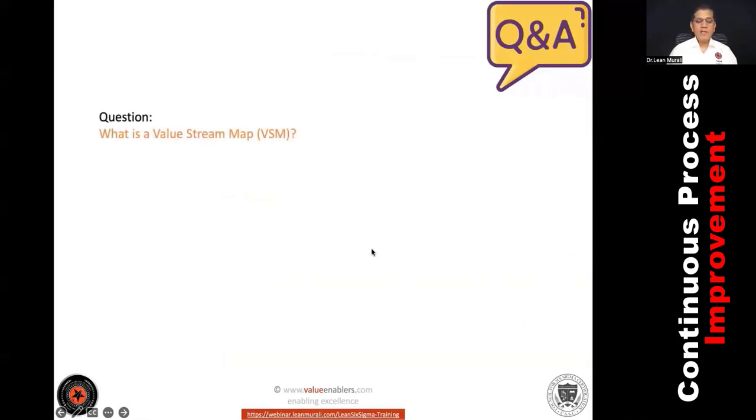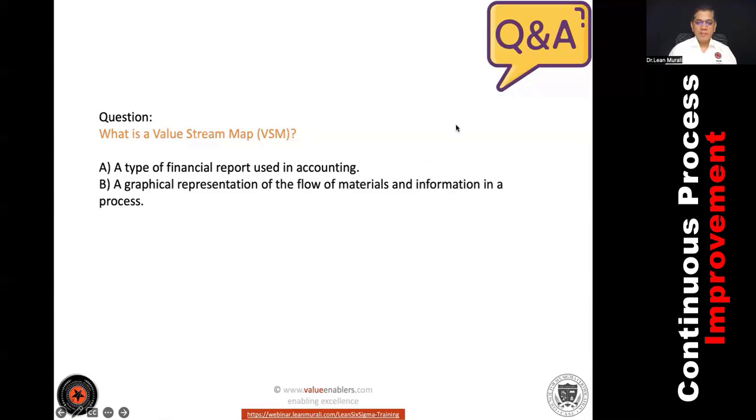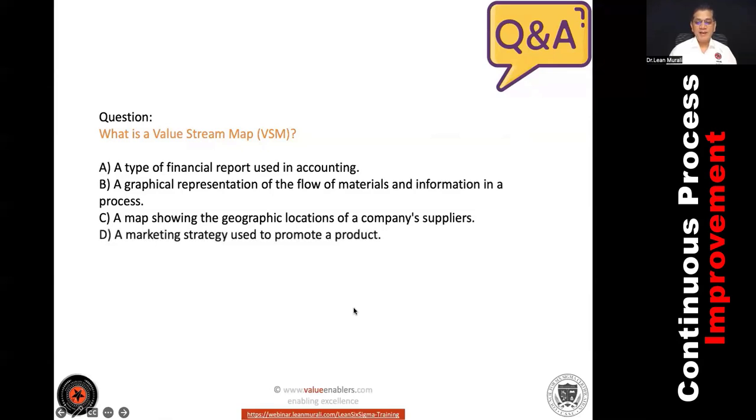Question. What is value stream map? A type of financial report used in accounting. The second one is a graphical representation of the flow of material and information in a process. The third one is a map showing geographical location of customer, company, suppliers. And the fourth one is a marketing strategy used to promote a product. What is your answer?